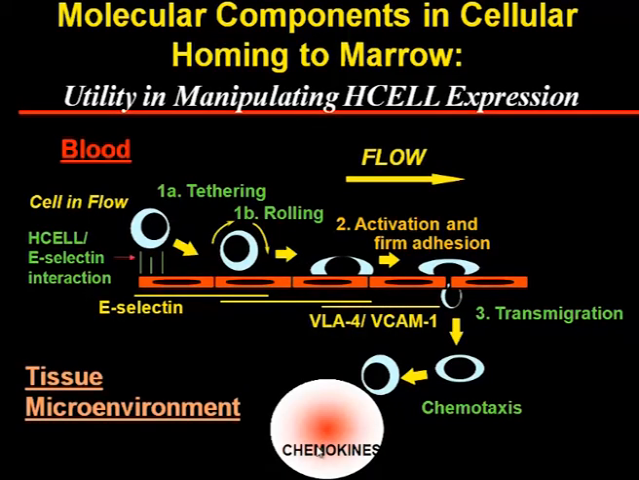So if we go through the molecular components of cellular homing to marrow now, I want to point out the critical role of H-cell in mediating the binding to E-selectin, and the role again of CXCL12 in recognizing SDF, but also the important role of the beta-1 integrin at the tail end in the step 3 activation and transmigration process and binding to its ligand VCAM1.